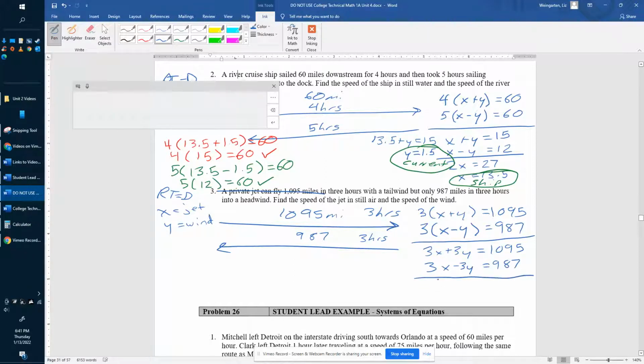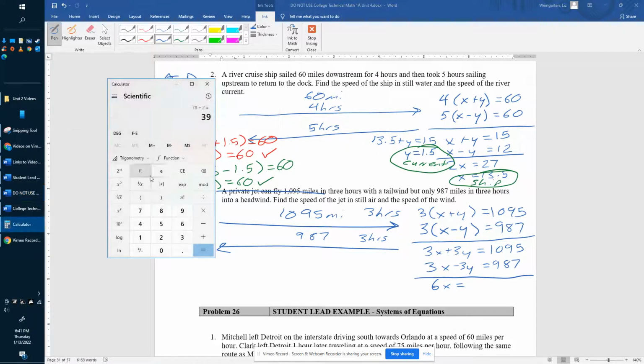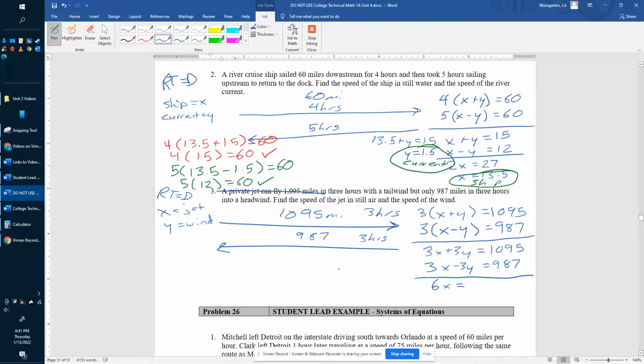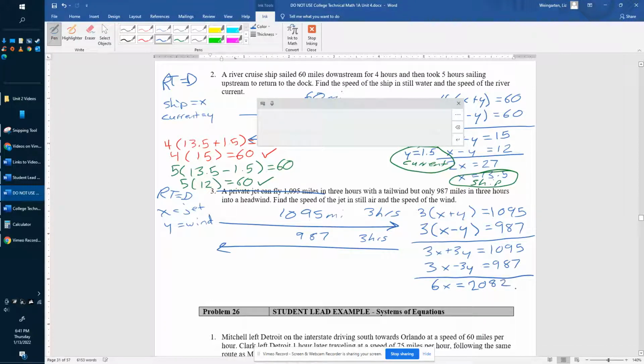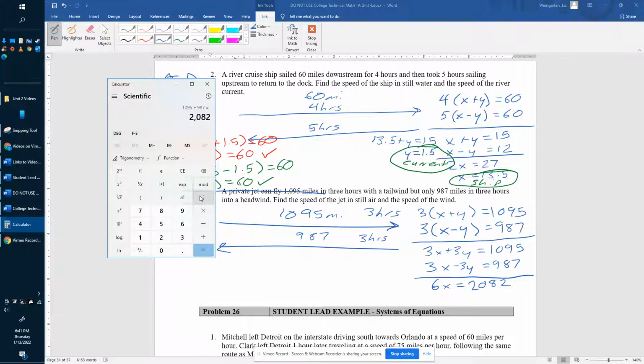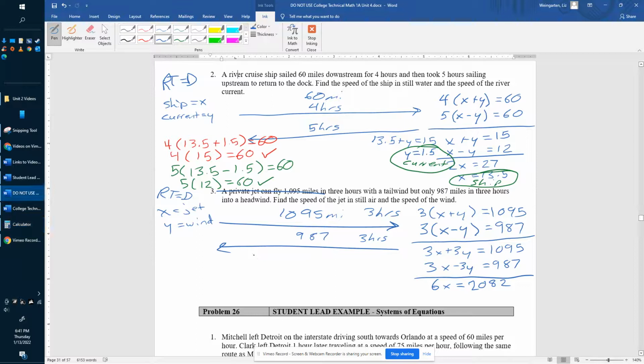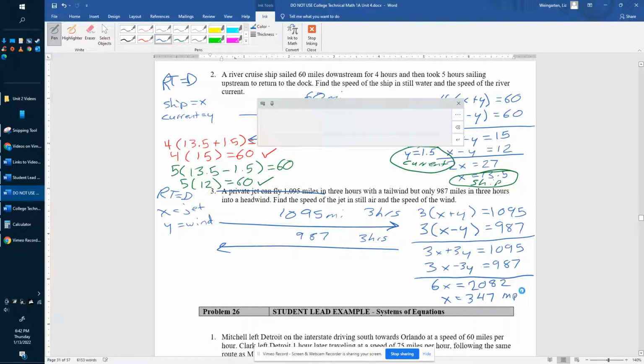We'll add these together and we get 6x equals, not going to do that in my head, 1095 plus 987 equals 2082. We'll divide that by 6 and we get 347 miles per hour for the jet.